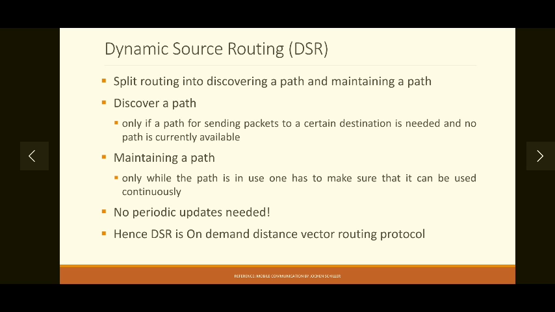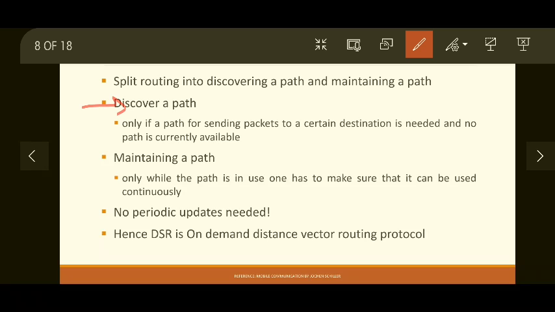Unlike DSDV, DSR does not maintain a routing table for the entire period of time. In DSDV, the routing tables of each node are updated regularly. Such routing tables are not maintained in DSR. In DSR, whenever a node has a packet to deliver to a particular destination, it will start finding a path towards the destination. So that is nothing but discovery of a path. So we don't waste network bandwidth on exchanging control packets. That is an advantage of this particular DSR.